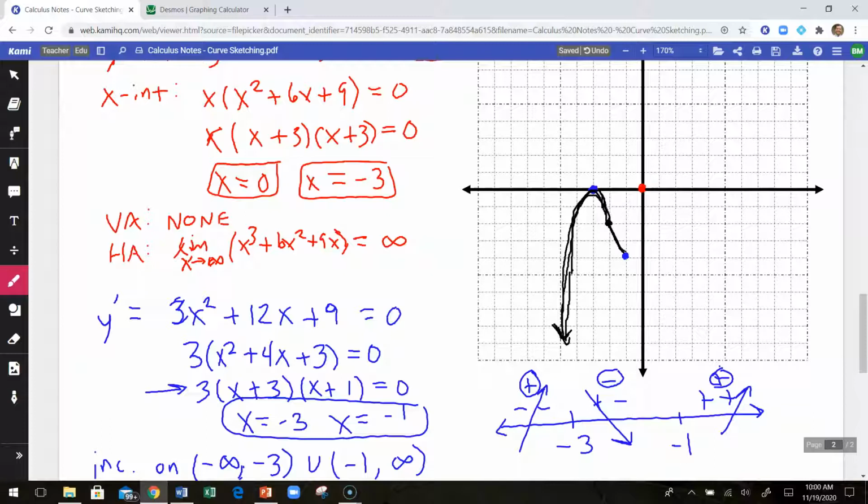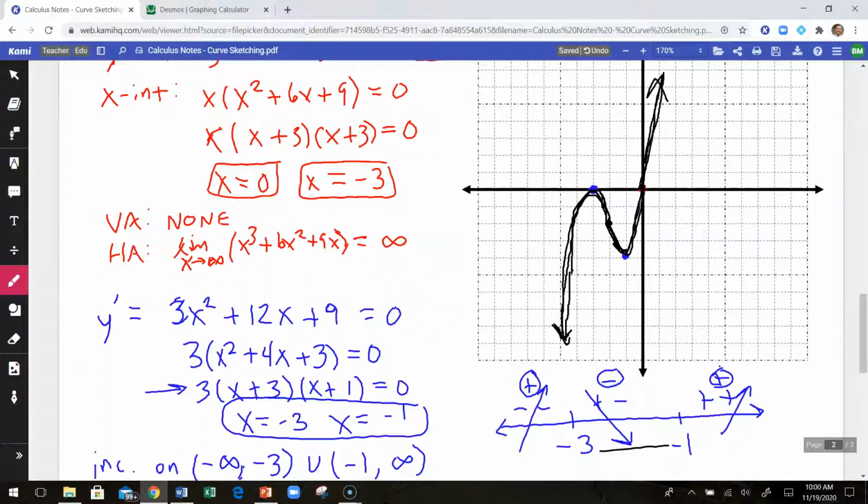Again, my graph is still decreasing there, right? That's what this tells me right here. It's decreasing from -3 to -1. It's still going down there. Hits a local minimum, and then increases from -1 to infinity. It's still concave up over this interval, so it's still going to be curved upward, and it's just going to continue to go up to the right. It's going to look something like that.